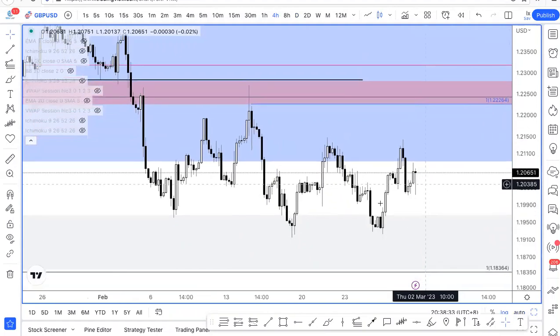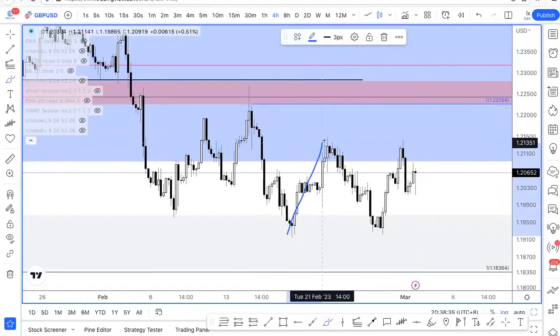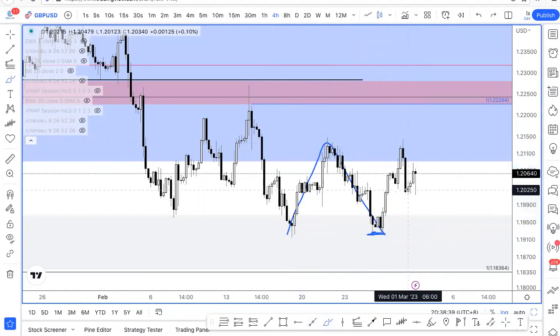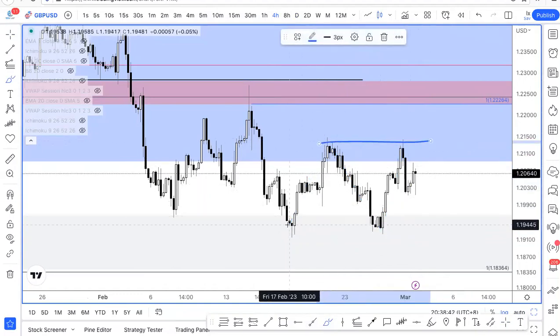So again, structure on the 4 hours, right? So price came in, formed a new low, right? Broke above, and then we're seeing that rejection. So this is basically a range that we're in right now.